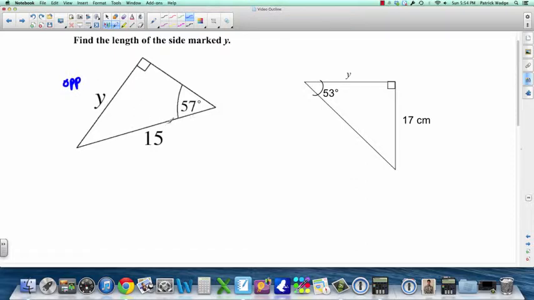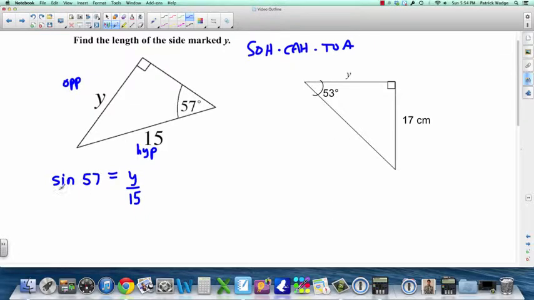And what's this side? That's the longest side. It's across from the right angle. This is the hypotenuse. Which one of our ratios has a hypotenuse and an opposite? This one, sine. So we put sine, and if we know the angle, we write it down. And we do know the angle. Sine 57 equals the opposite, which is y, over the hypotenuse, which is 15.